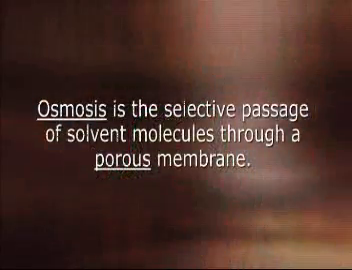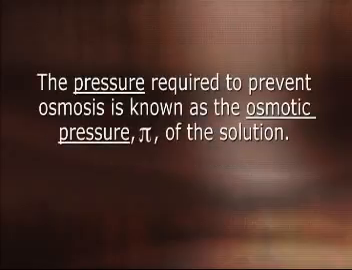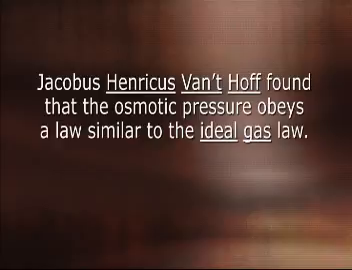Hello, everyone. Let us fill in the blanks together. Osmosis is the selective passage of solvent molecules through a porous membrane. You may have also said a semi-permeable membrane. Both answers are correct. The pressure required to prevent osmosis is known as the osmotic pressure, pi, of the solution. Jacobus Henricus van 't Hoff found that the osmotic pressure obeys a law similar to the ideal gas law.